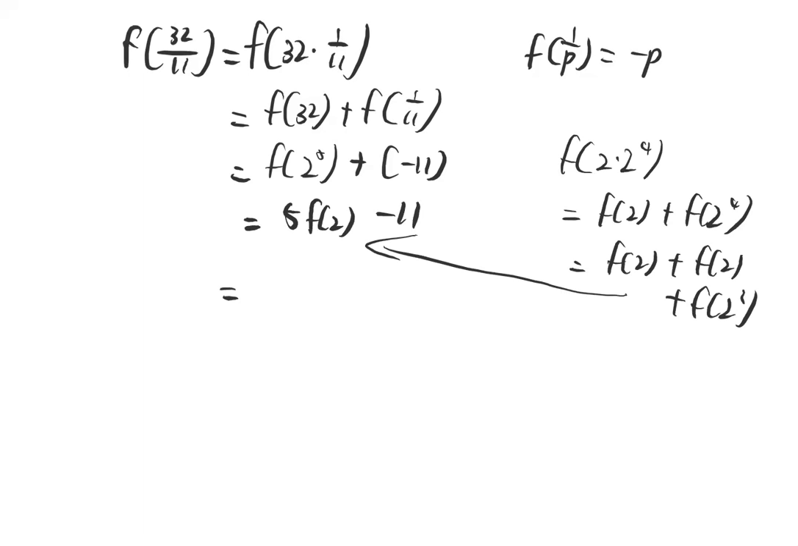Since 2 is a prime number, we can just do it. We know that f(2) is definitely equal to 2. So 5 times 2 minus 11 is negative 1. Sorry about that. It's negative 1. So that's why it's negative.